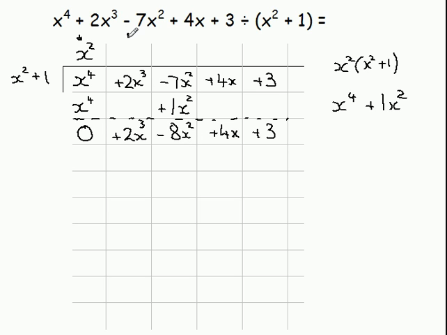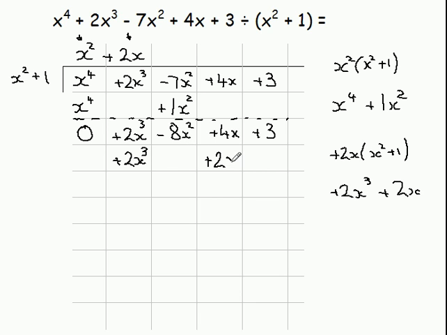Now we move on to the next column and we proceed with exactly the same approach. This divided by x squared becomes plus 2x, and if I take that plus 2x and I multiply it by x squared plus 1, what I get is 2x plus 2x cubed plus 2x. Now the 2x cubed I write there. The plus 2x doesn't go here because these aren't x's, these are x squared, so I need to leave a gap there and put the plus 2x there.